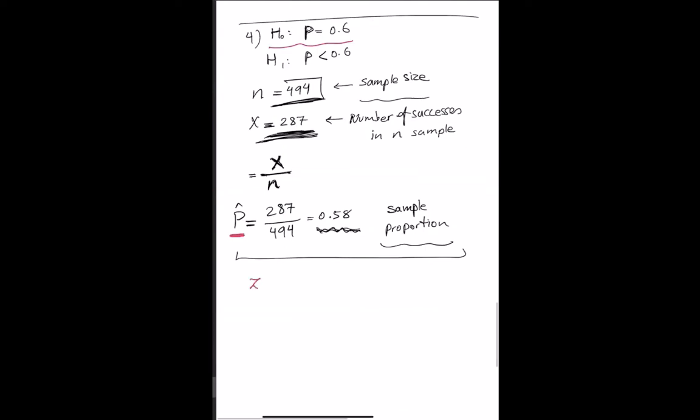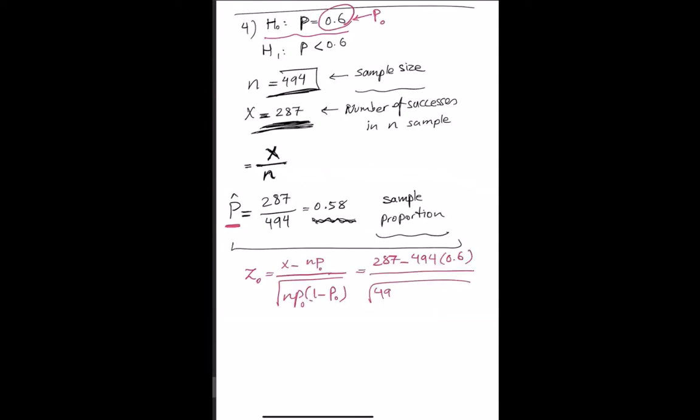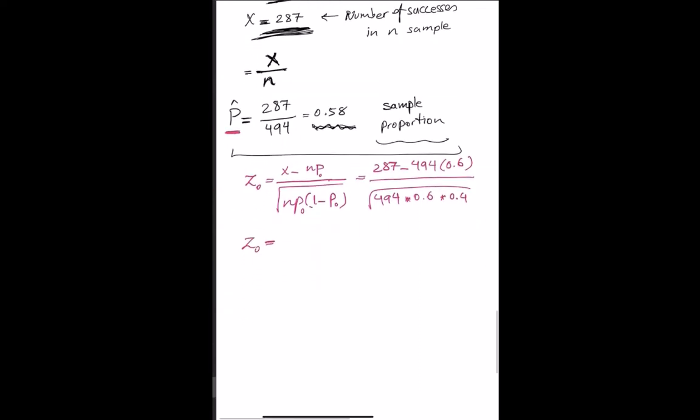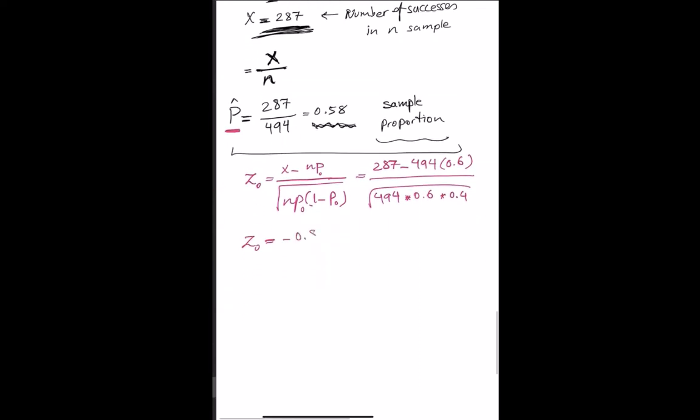The test statistic that we have is called Z naught, and it has a Z distribution. It's X minus NP over the square root of N multiplied by 0.6 multiplied by 0.4, that is, 1 minus 0.6. When we do the calculations, Z is going to be minus 0.863. So that's the value of the test statistic.